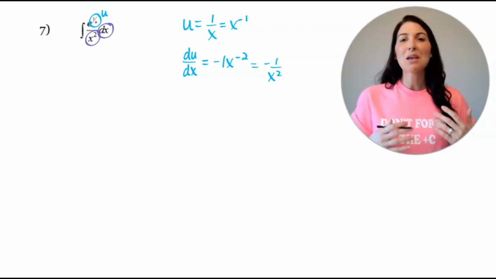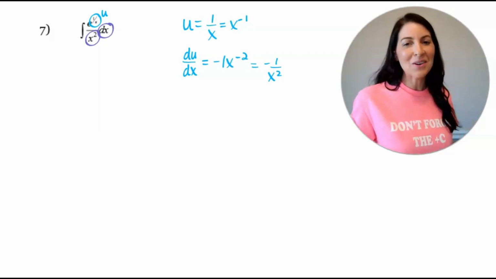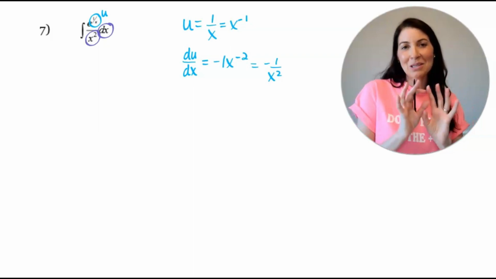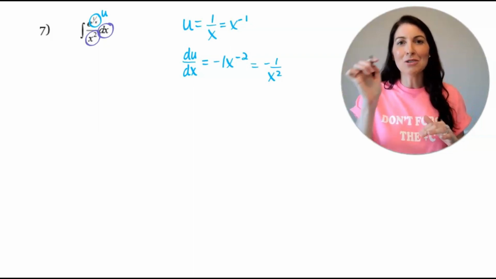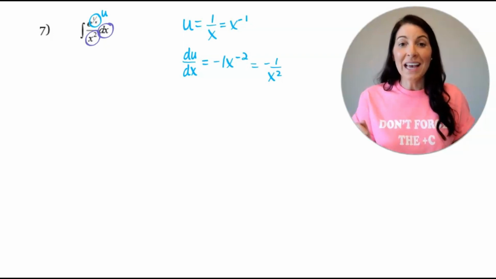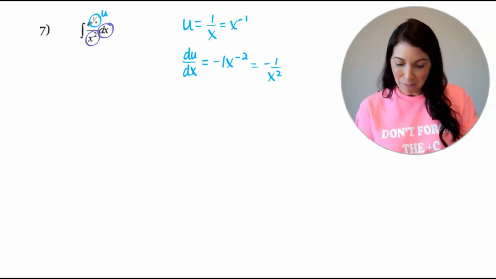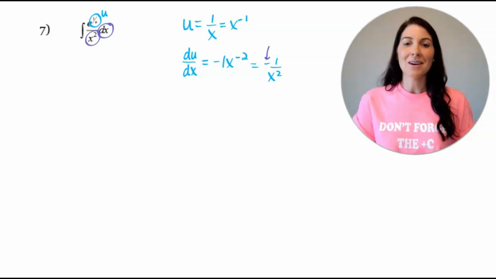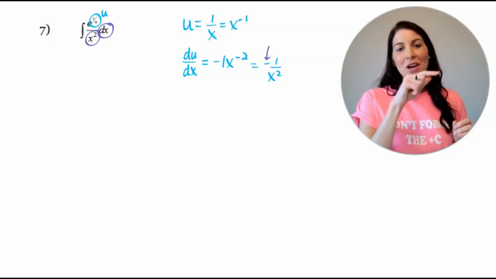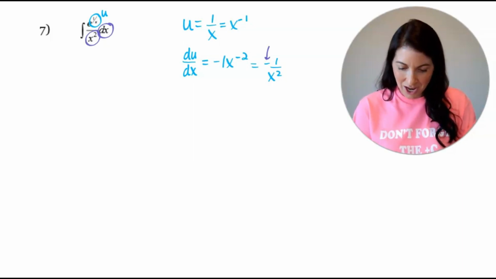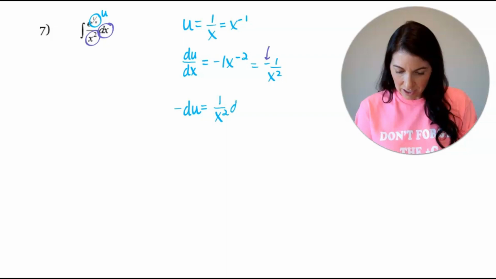Now I know people do u-substitution in various ways. What I like to do is look over at my derivative and try to form what I circled in purple. And I almost have it except for this negative sign right there. So I'm going to divide the negative sign over and multiply the dx over. So I would have negative du is equal to 1 over x squared dx.